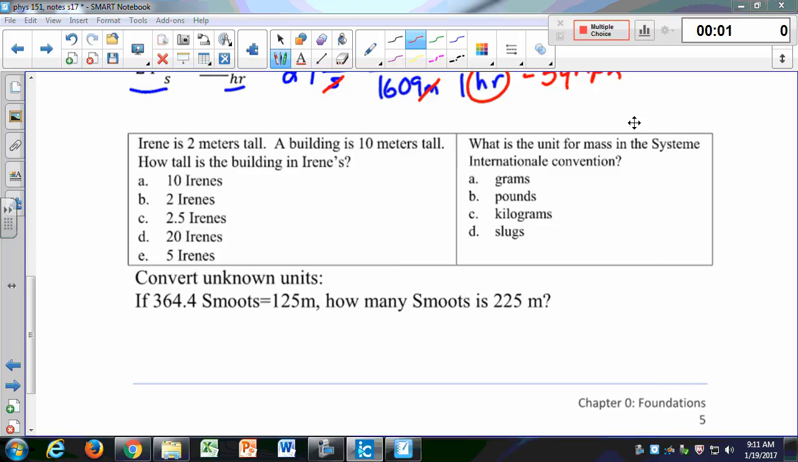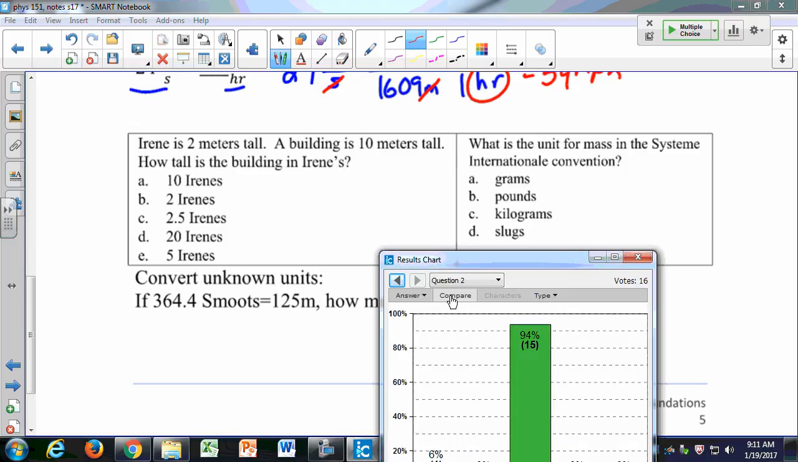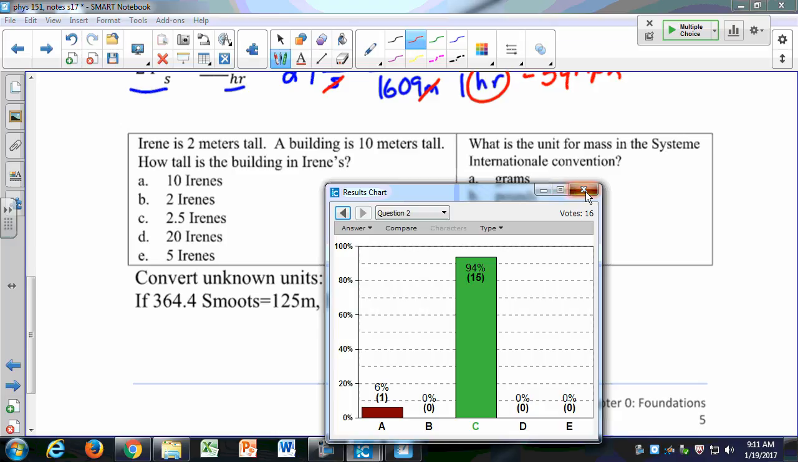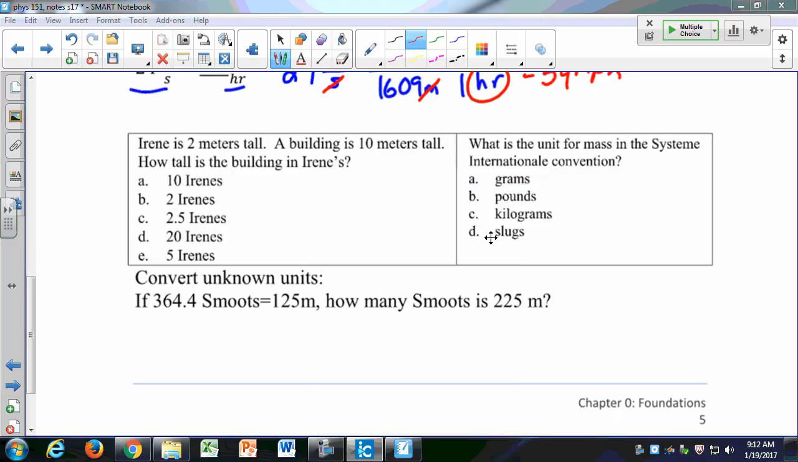Let's do this next one. What is the unit for mass in the Système International convention? You can ask your neighbor if you like. Looks like you all know. I'm going to stop at 25. Okay, awesome. That's C, the right answer. That was an easy one, right? Yeah, they were easy. So kilograms, and in particular, that's in the MKS system.